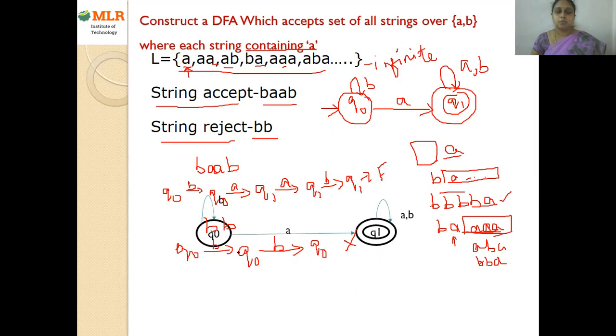In this way, we can represent the diagram for the DFA for the given strings over sigma equal to A, B.